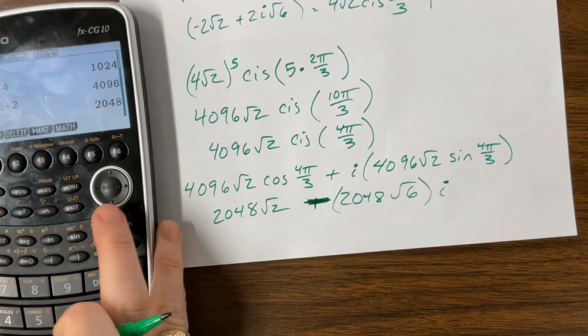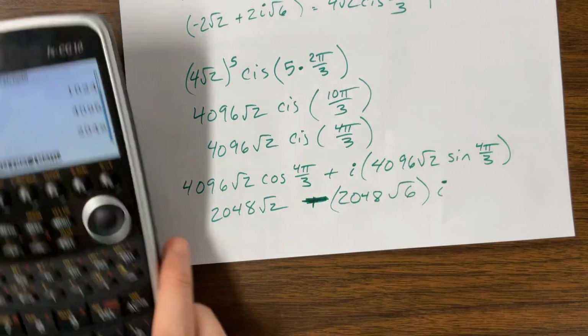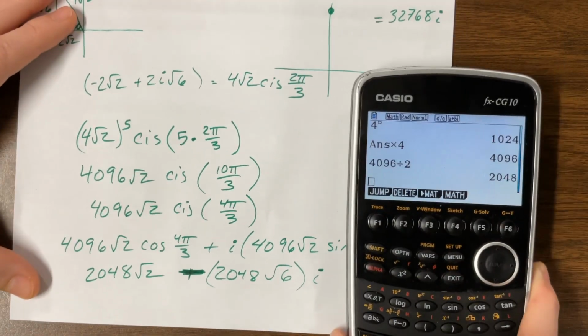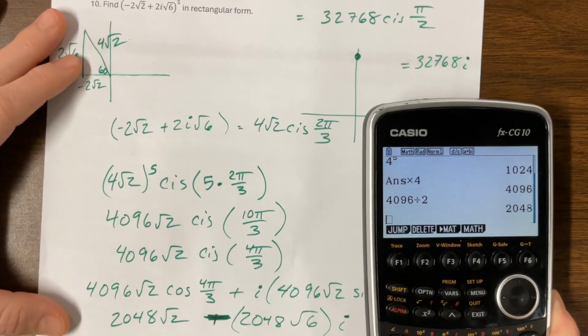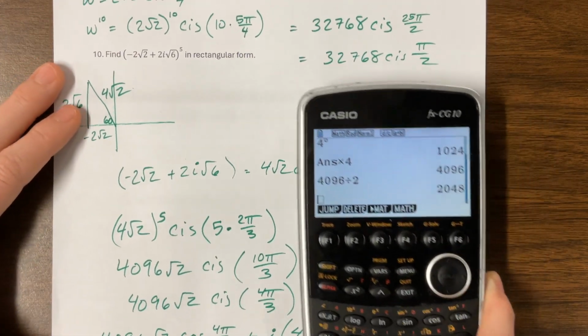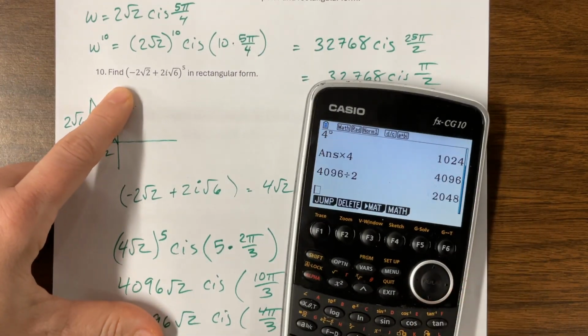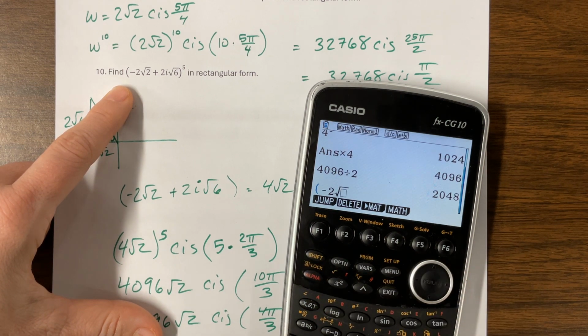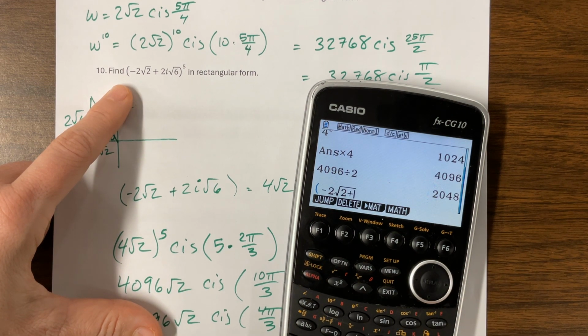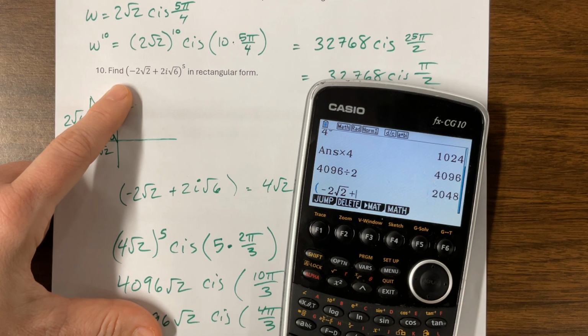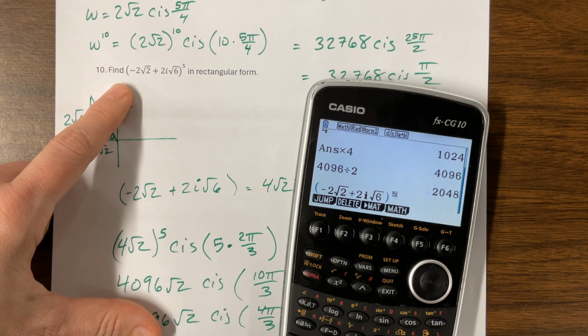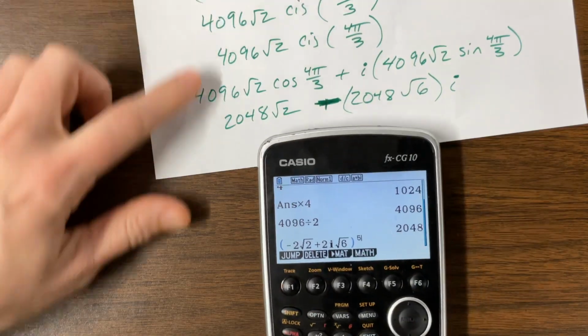Okay, let's see what happens. If I try and type this into the calculator, can you see most of what I'm doing here? I don't know what you can see. Okay, sorry. So if I'm going to come back and plug this in, negative 2 root 2 plus 2i root 6, close parentheses, raise that to the 5th power, I should get this.